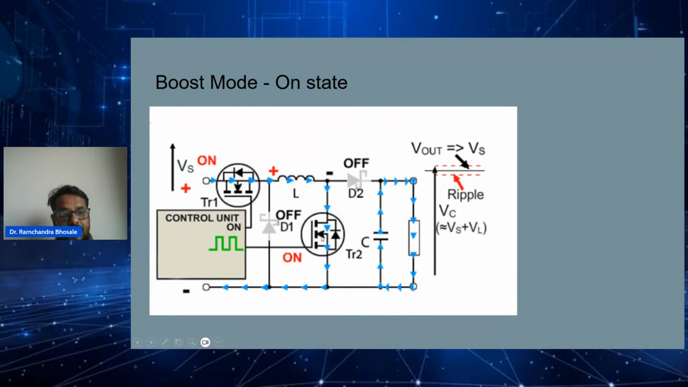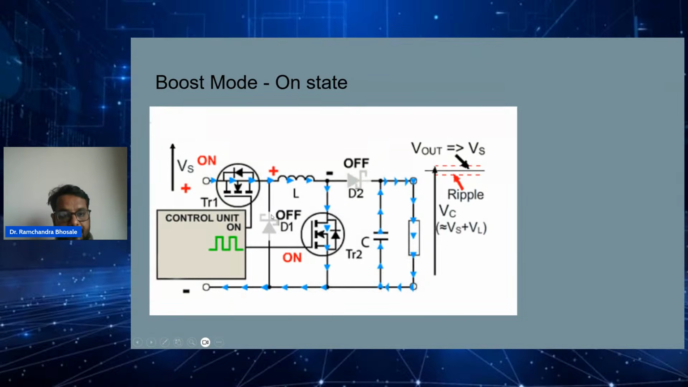So when this MOSFET is on, what will happen? This inductor will get charged. Okay, and meanwhile the capacitor will feed the load, and this diode will be reverse biased, because here you will get zero voltage, right? So this will be at positive voltage, and this is zero voltage. So the anode is at lower voltage than the cathode, so this diode will be reverse biased.